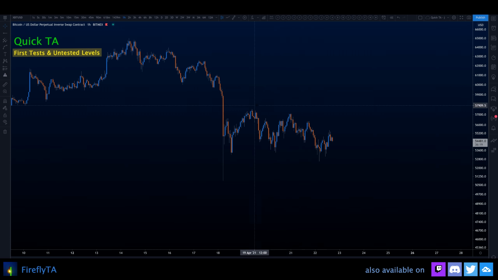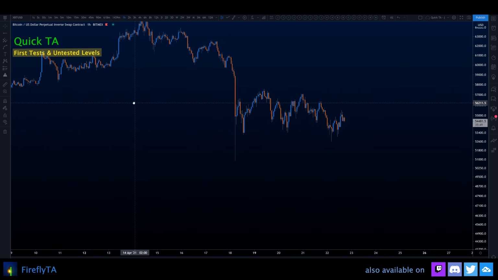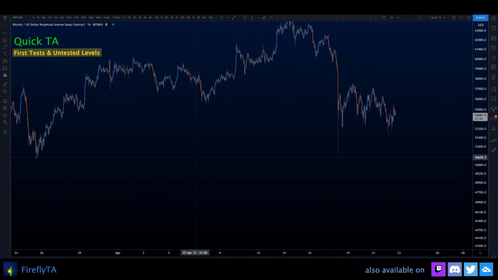So if we want to find significant levels of support down here, if we expect this move to break down, where can we expect major levels to be that will act as support? One approach is to find untested levels, and this is basically what we are going to do when we talk about first tests. We want to find untested levels where the first test still has not happened. So what we're going to do is zoom out and look at price action to the left.